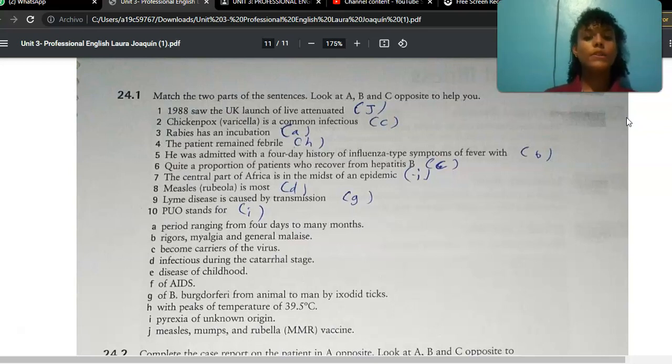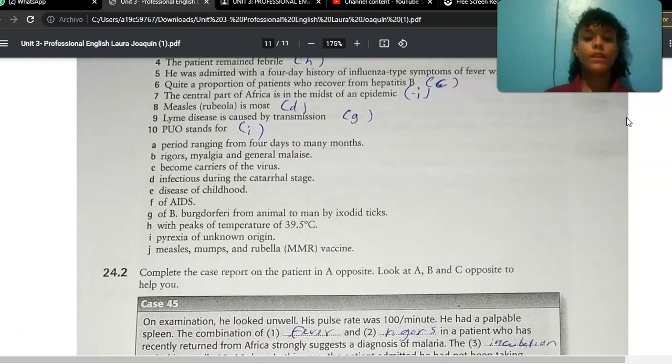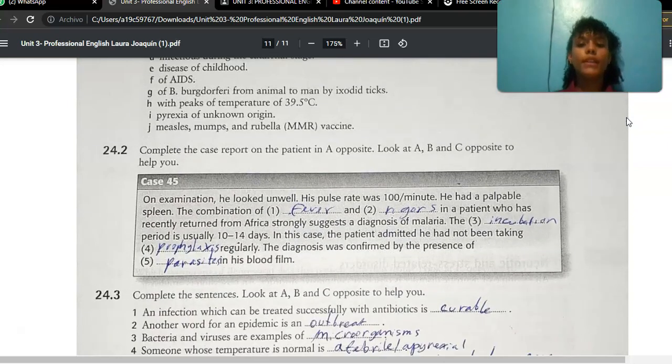Lyme disease is caused by transmission of B. burgdorferi from animal to man by infected ticks. PUO stands for pyrexia of unknown origin. Complete the case report on the patient in A opposite. Look at A, B, and C opposite to help.